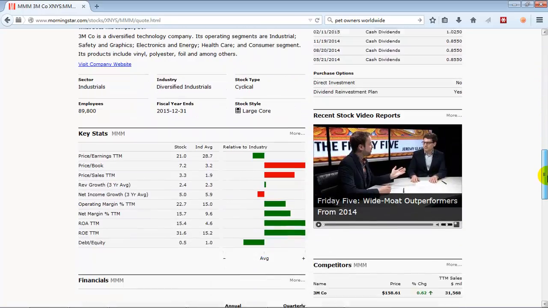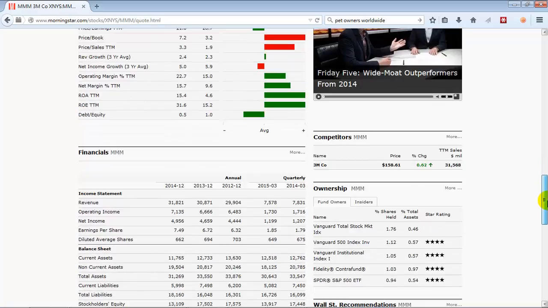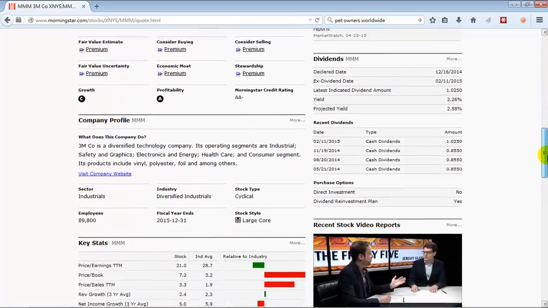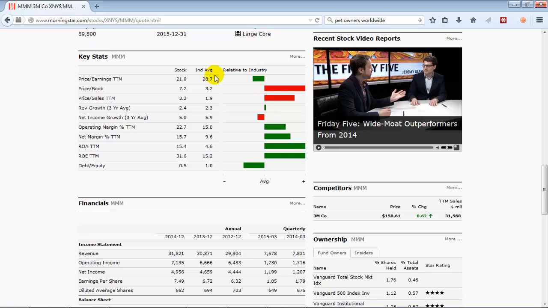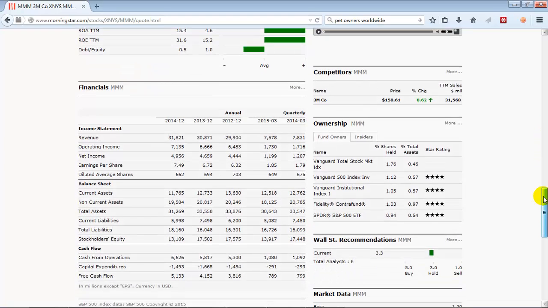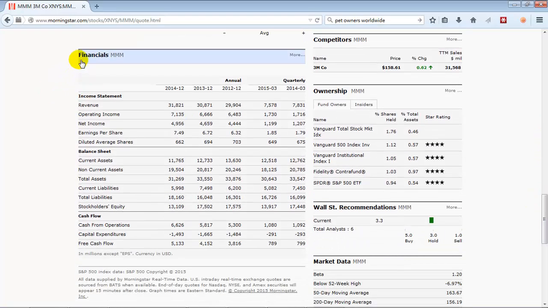Another thing you're going to look at is, one good thing about Morningstar is you can look at the stocks and determine whether they are good comparative to their industry. But we're not going to look at that today. We're just going to look at some basics. So here's the financials. The financials are going to tell you how the company is doing as a company, if it's making money, if it's losing money.